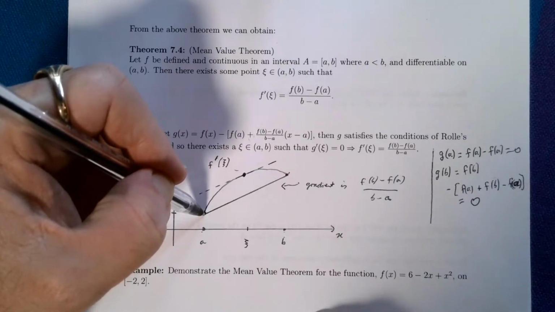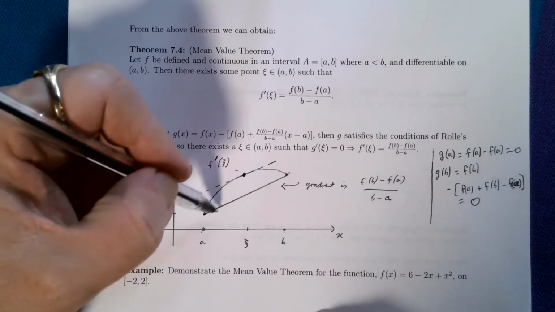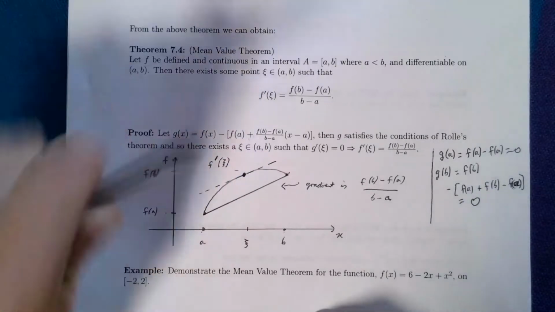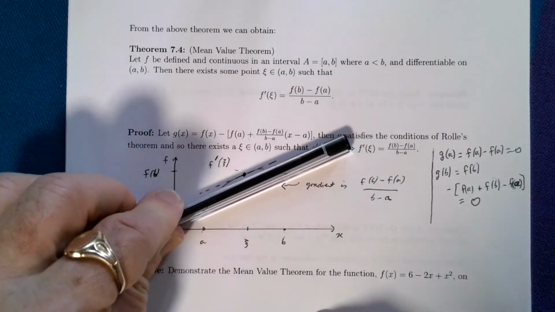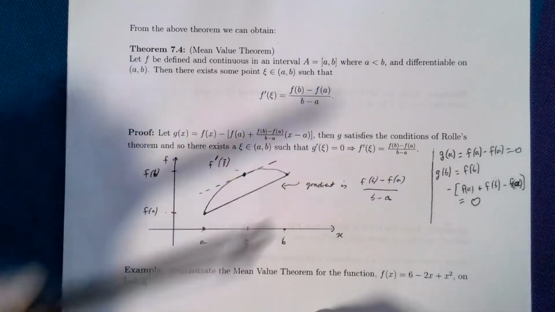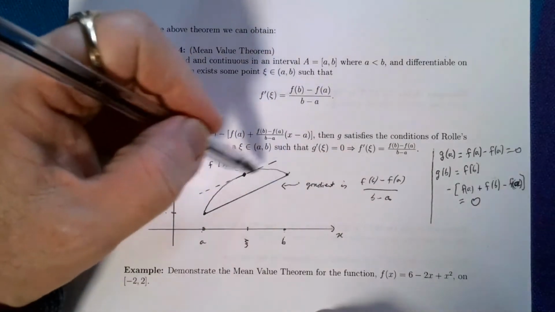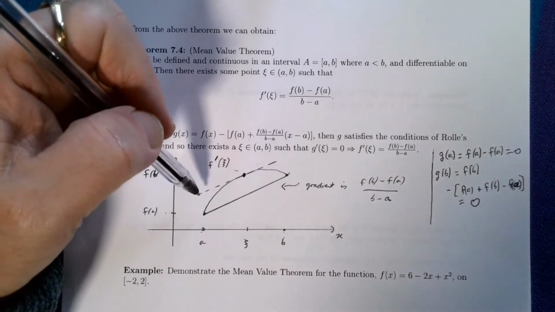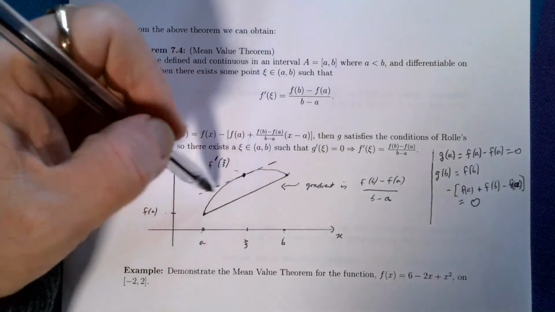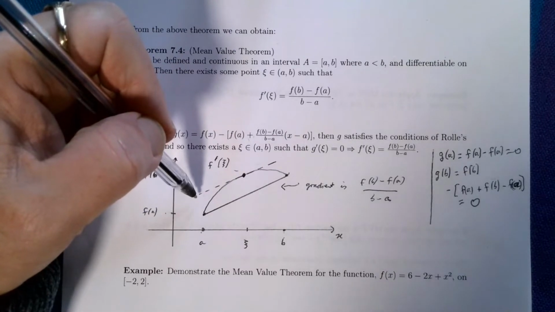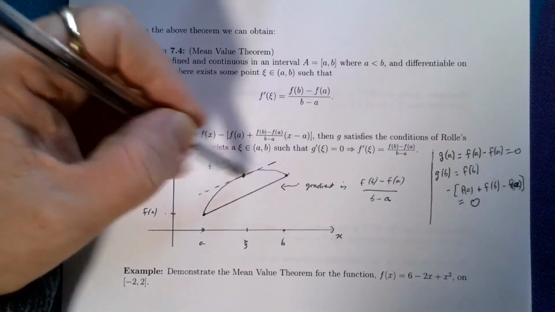And the theorem basically says that you can take this chord and you can slide it, keeping it always parallel, you can slide it up, and eventually this chord will become a tangent to the curve at some point. The chord will eventually become a tangent to the curve at some point. That's essentially what the theorem says.